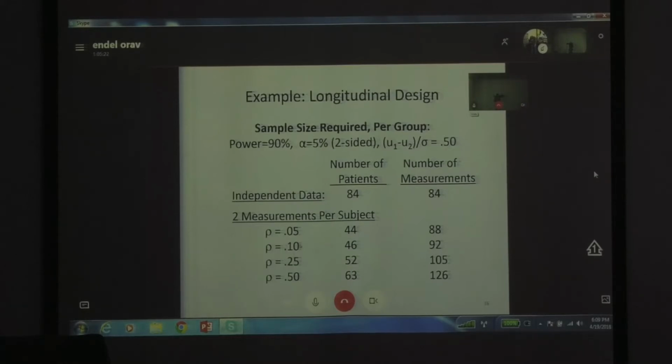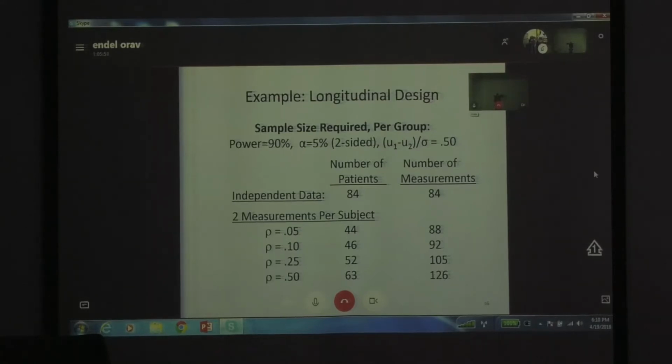However, if the correlation is higher, you're not gaining as much new information. It's not 44 people, it's 46. The correlation is higher still, 52 people. Or if the correlation is 0.5, you'll need 63 people per arm, which is still better than 84 people per arm, but now each person is measured twice, and so you need 126 blood pressure measurements, 2 on each patient. 126 blood pressure measurements is not a big deal.